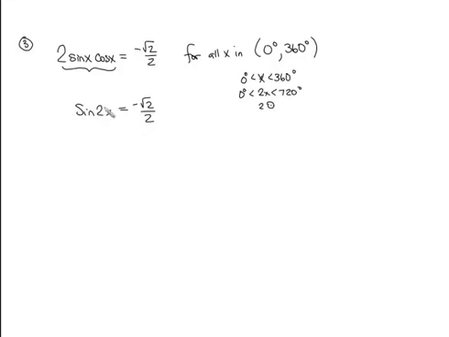So we're going to take a look at what 2x has to be in order for the sine to give us negative radical 2 over 2. Well, sine is negative in these 2 quadrants. Radical 2 over 2 is the 45-degree angle in each quadrant. And so that's going to be 180 plus 45, which is 225, and this is going to be 360 minus 45, which is going to be 315 degrees. We have a 45-degree reference angle.